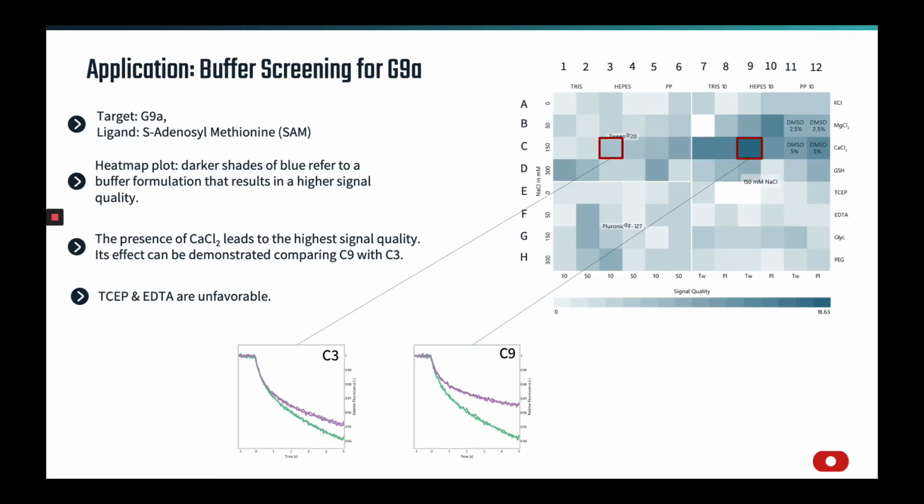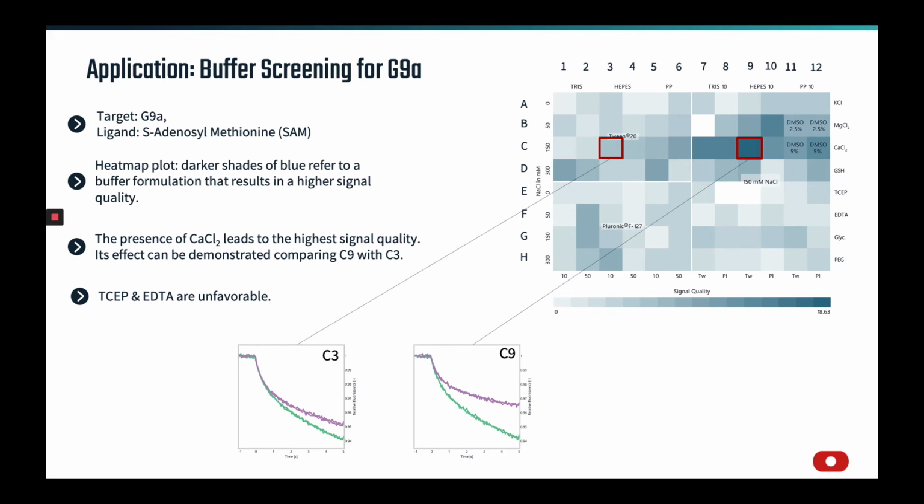Shown by this first step, a buffer screening was performed for G9A. As I mentioned, our target, G9A, and its ligand or control ligand that we used in this experiment was S-adenosyl methionine, or SAM. What's shown on the right is a heat map plot with the results of screening our NanoTemper buffer exploration kit, which contains 96 different buffers that are commonly used for studying molecular interactions. A reference was used, which was DMSO alone, and the positive control was the molecule SAM.